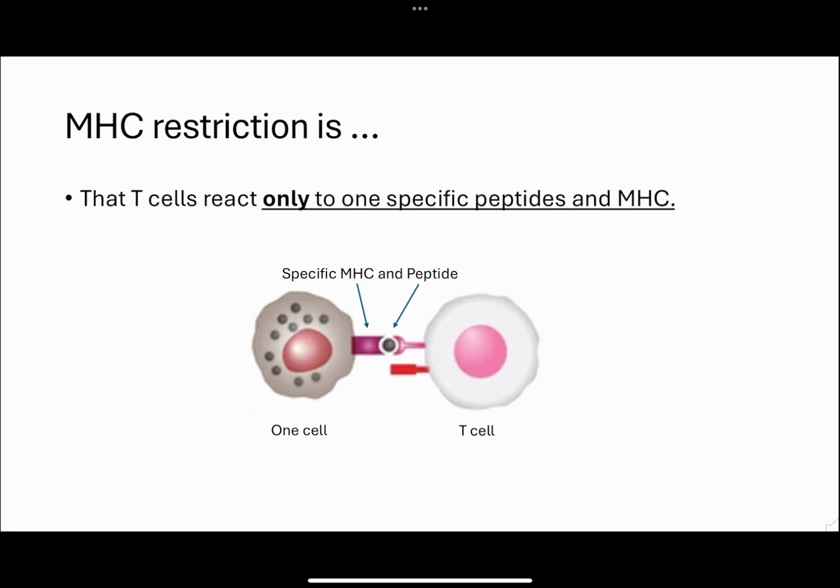MHC molecules are recognized by T cells as a set of peptide antigens. Peptide antigens are fragments of proteins that are produced by human cells or derived from pathogens. There are two types of MHC molecules, Class 1 and Class 2. And T cells react only to peptides on one of the two types of MHC molecules.